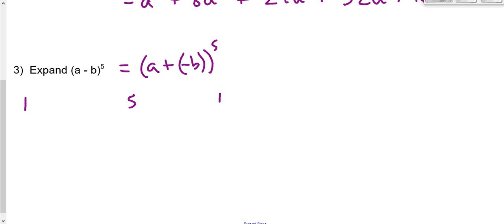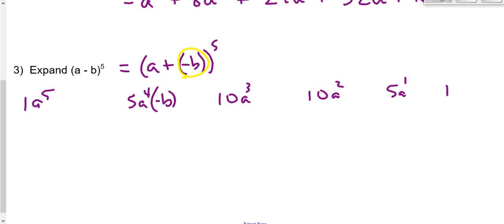So we have 1a to the 5th and the opposite of b to the 0. Let's just do the a's. A to the 5th, a to the 4th, a to the 3rd, a to the 2nd, a to the 1st, and a to the 0. Okay, now we have the opposite of b to the 0, the opposite of b to the 1st, the opposite of b to the 2nd, the opposite of b to the 3rd, the opposite of b to the 4th, and the opposite of b to the 5th.